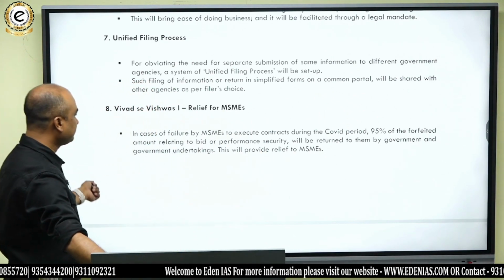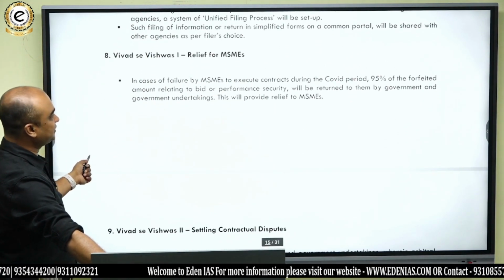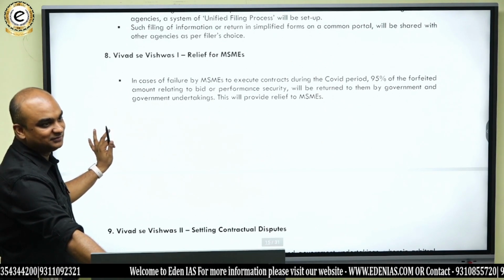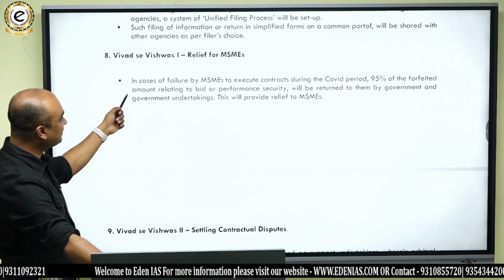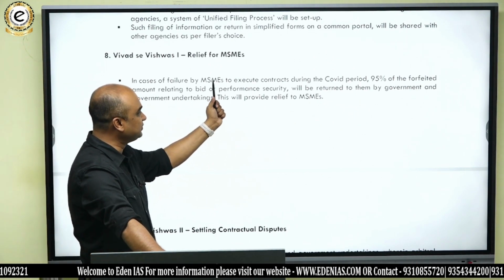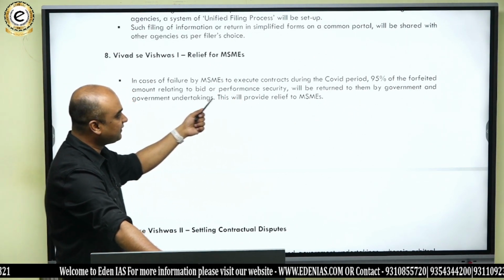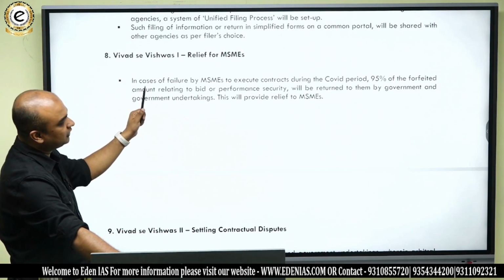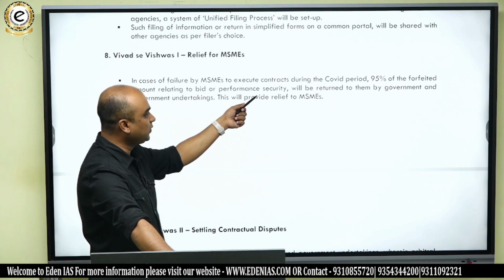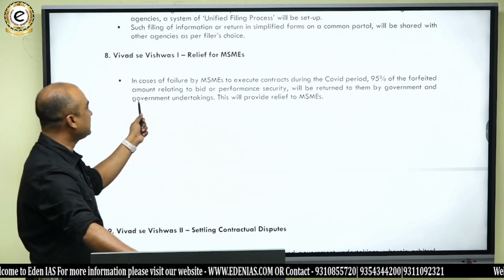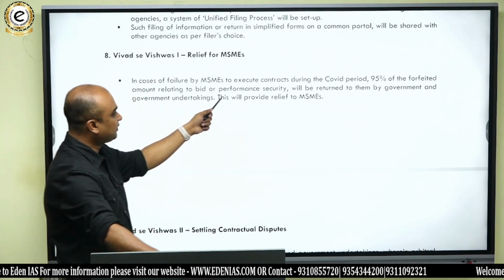फिर विवाद से विश्वास. This is for MSMEs. मतलब पहले से विवाद ही होता था. So in case of failure by MSMEs to execute contracts during the COVID period, 95% of the forfeited amount relating to bid or performance security will be returned to them by government and government undertakings. This will provide relief to MSMEs.